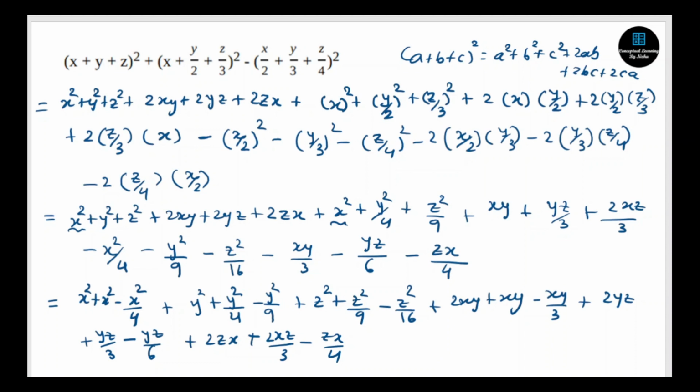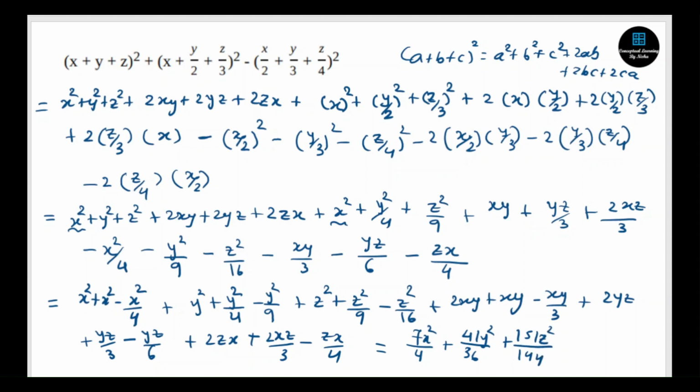Alright? So I am just writing the answer here. If I take the LCM, so it is 4. So 4 plus 4 minus 1. So I'll get 7. 7x square upon 4. Then here LCM is 36. So I'll get 36 plus 9 minus 4. So we'll get 41 upon 36. Right? Same way, when I simplify all of them using the LCM, I'll get this answer.